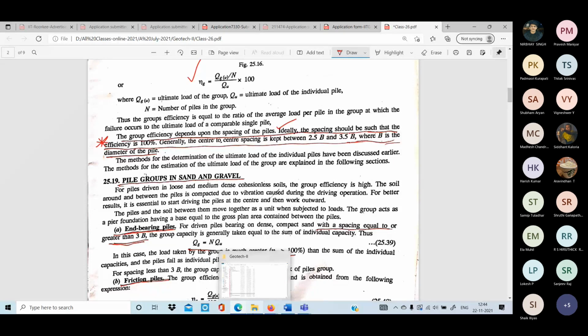Ideally, the spacing should be such that the efficiency is 100%. That's what our requirement is, right? Because for individual piles, when you construct them, you are getting 100%, so a group of piles should give more than 100%. Generally, center to center spacing is between 2.5 B to 3.5 B. B is the pile diameter or width. Remember, 2.5 to 3.5. Then you will get 100% efficiency.